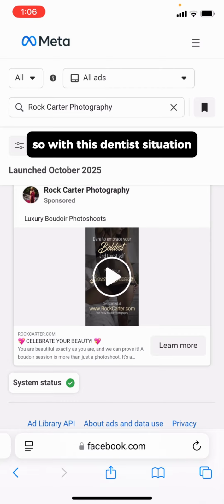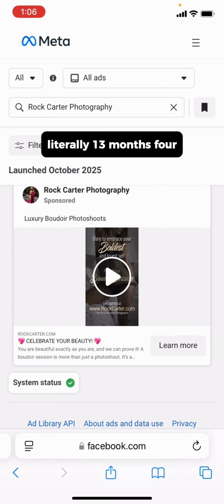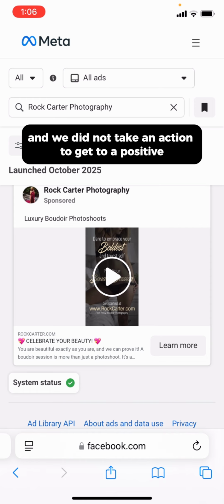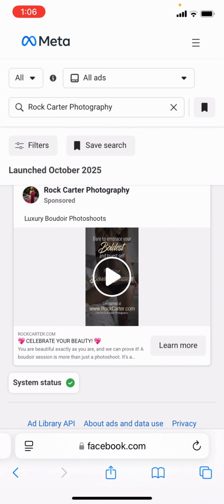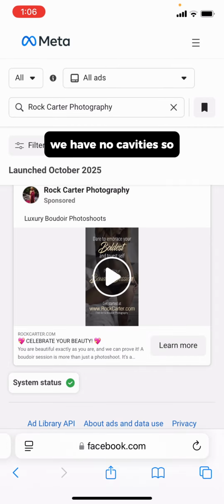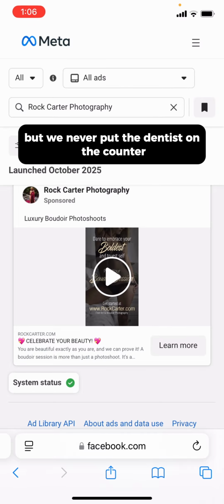So with this dentist situation, it's actually two situations here. The first one, literally 13 months, which is literally 400 days. For 400 days, we're in a no pain state, and we did not take an action to get to a positive, a gain or a benefit state of cleaner teeth and peace of mind knowing we have no cavities. So we would have guaranteed gotten those if we had just gone to the dentist, but we never put the dentist on the calendar. We never went for the first 400 days.